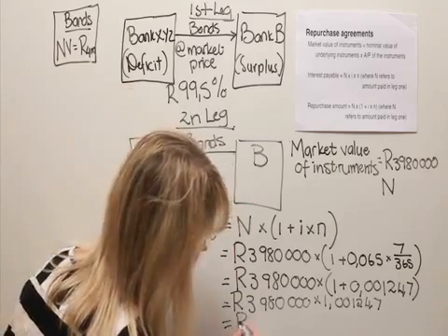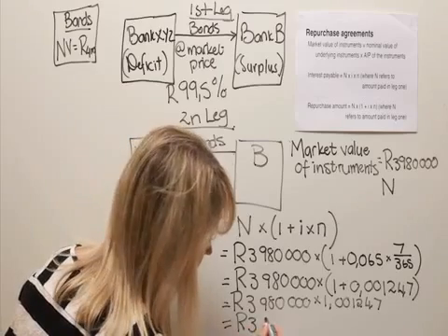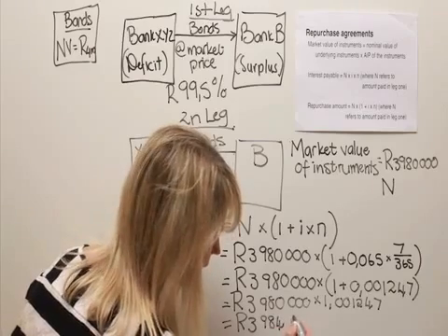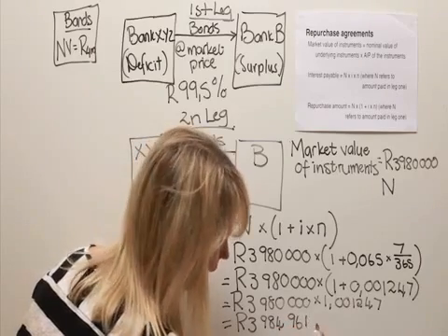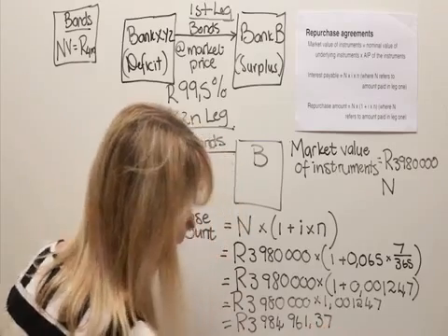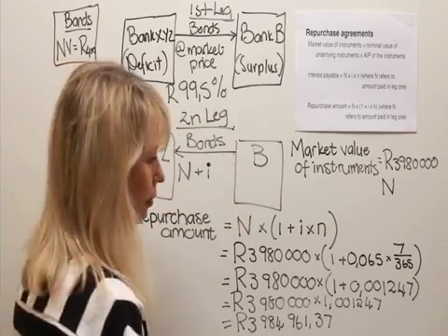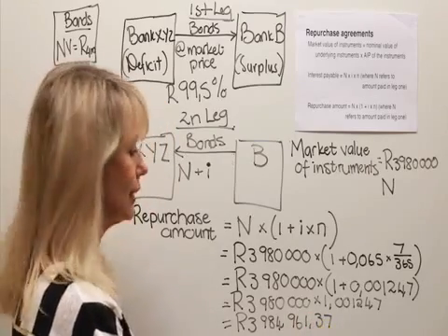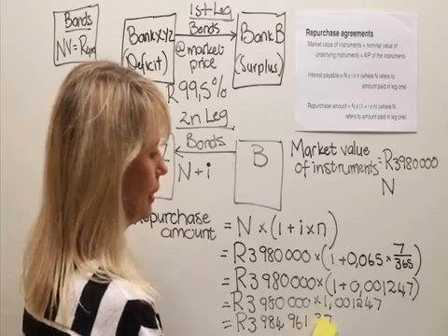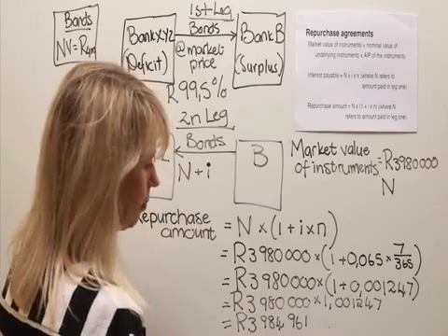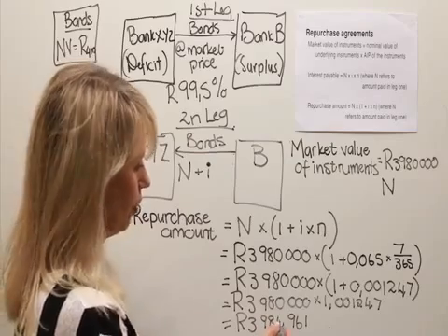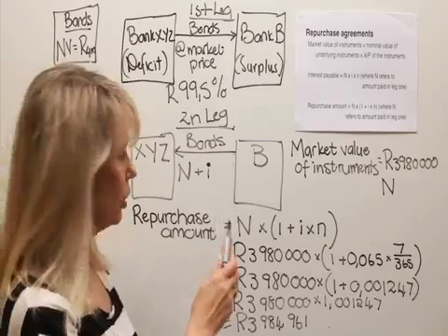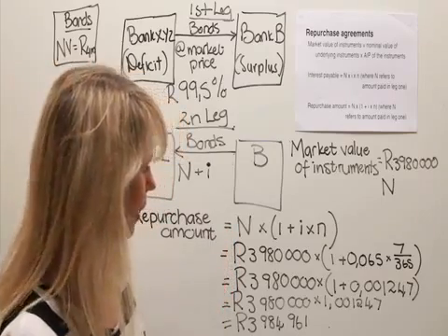The answer, the amount that will be paid by Bank XYZ to Bank B in the second leg of the transaction is 3,984,961 rand and 37 cents. And if you round that to the closest rand, you can just throw away the 37 cents because it's less than 50 cents. So it's going to be 3,984,961 rand that Bank XYZ will pay to Bank B.